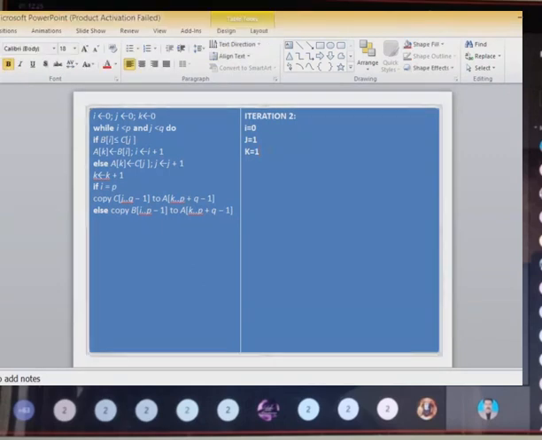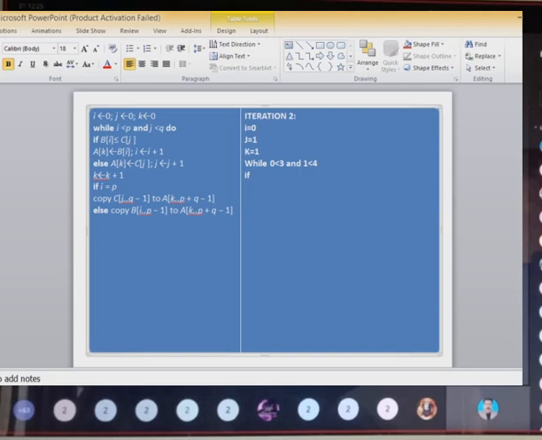What is the condition? While, what is the value of I? I is 0, less than the value of P, which is 3, and the value of J is 1, less than the value of Q, which is 4. Okay. Now the while condition is satisfied.